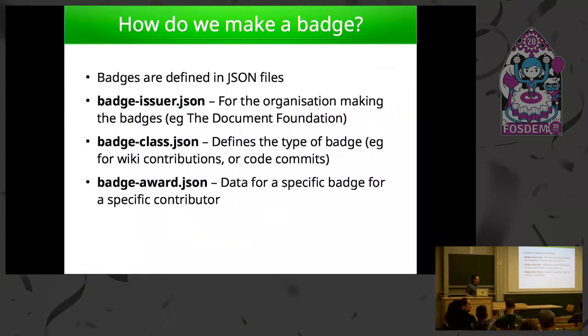So, slightly boring technical stuff, but the badges are defined by JSON files as well, so it just involves poking around in those three files. The issuer, which in this case is us, LibreOffice, the Document Foundation. The badge class that defines the type of award we want to give, so maybe for 100 wiki edits or for 10 code commits, or 1,000 questions answered on Ask LibreOffice, our user assistance website, for instance. And then this JSON file that's very specific for the person who gets the badge.